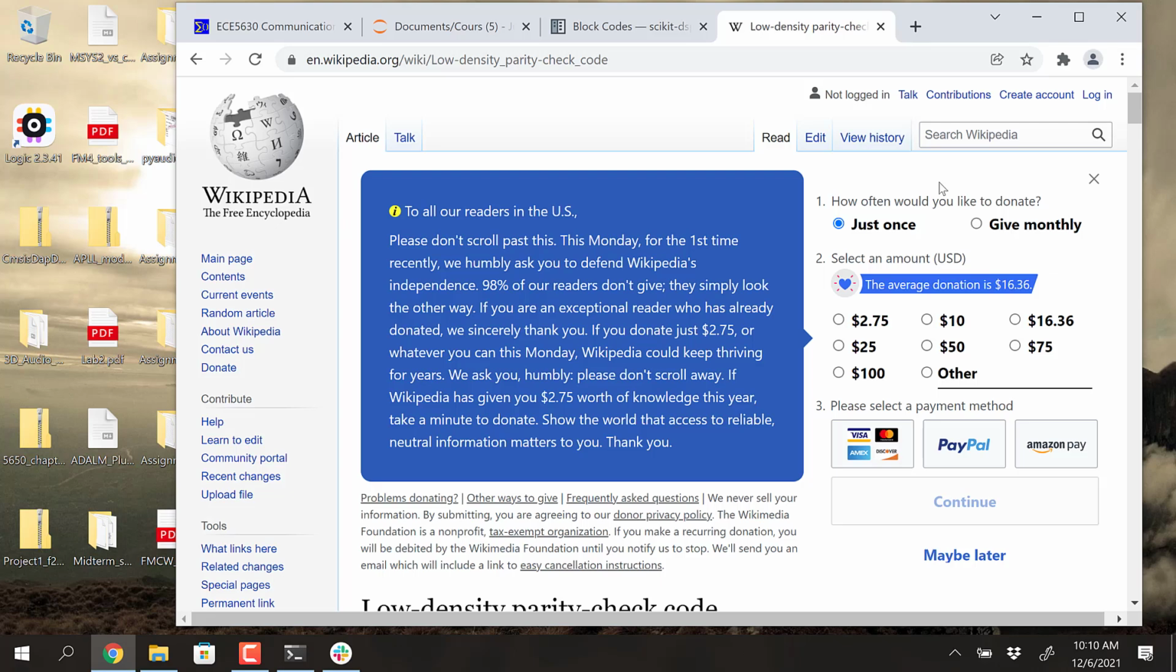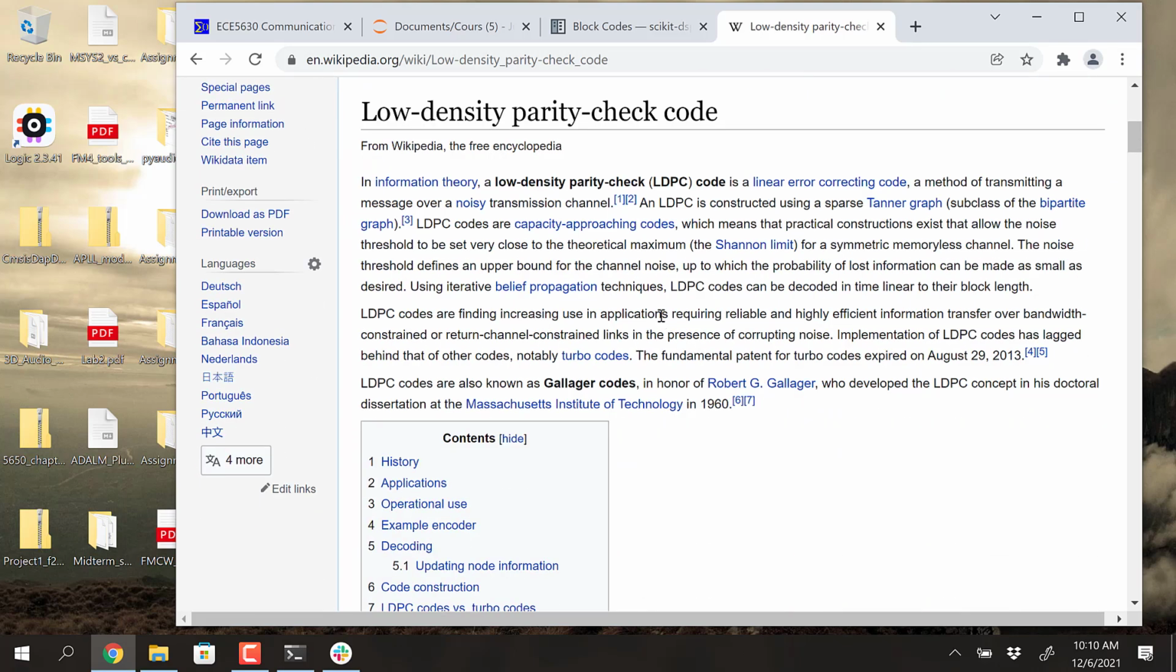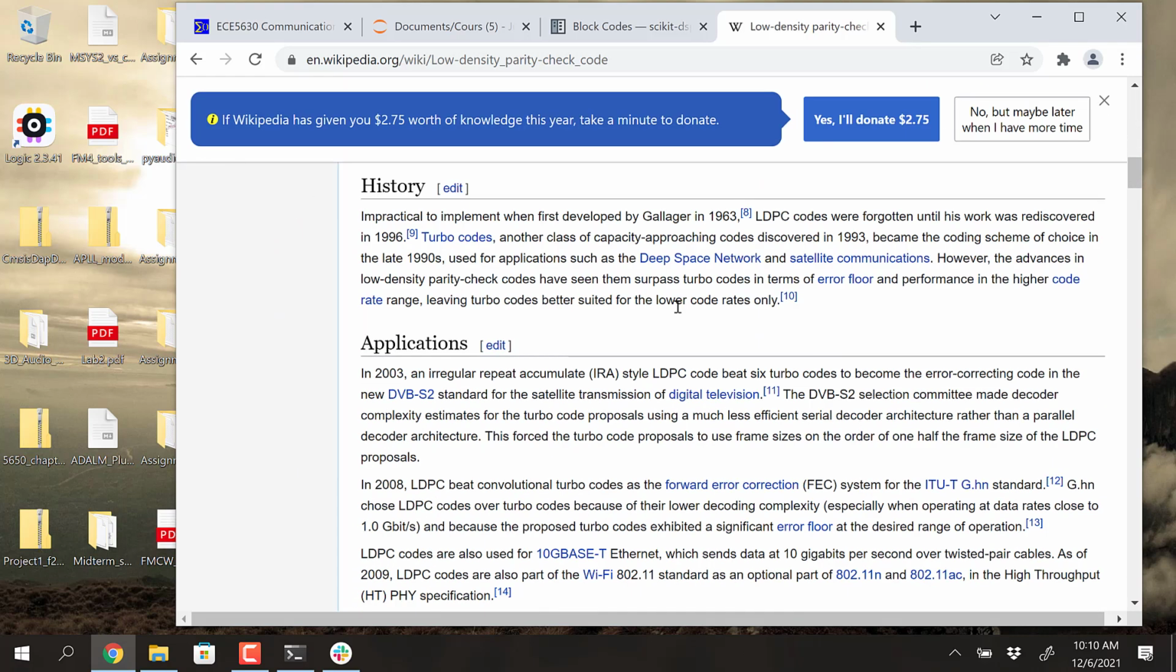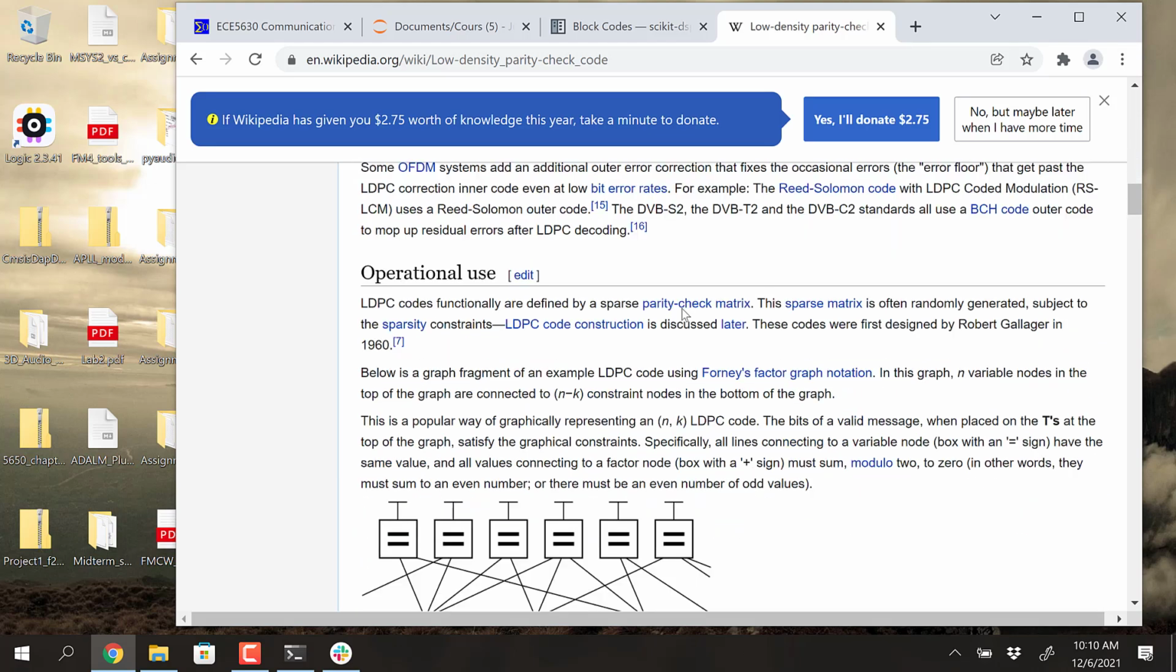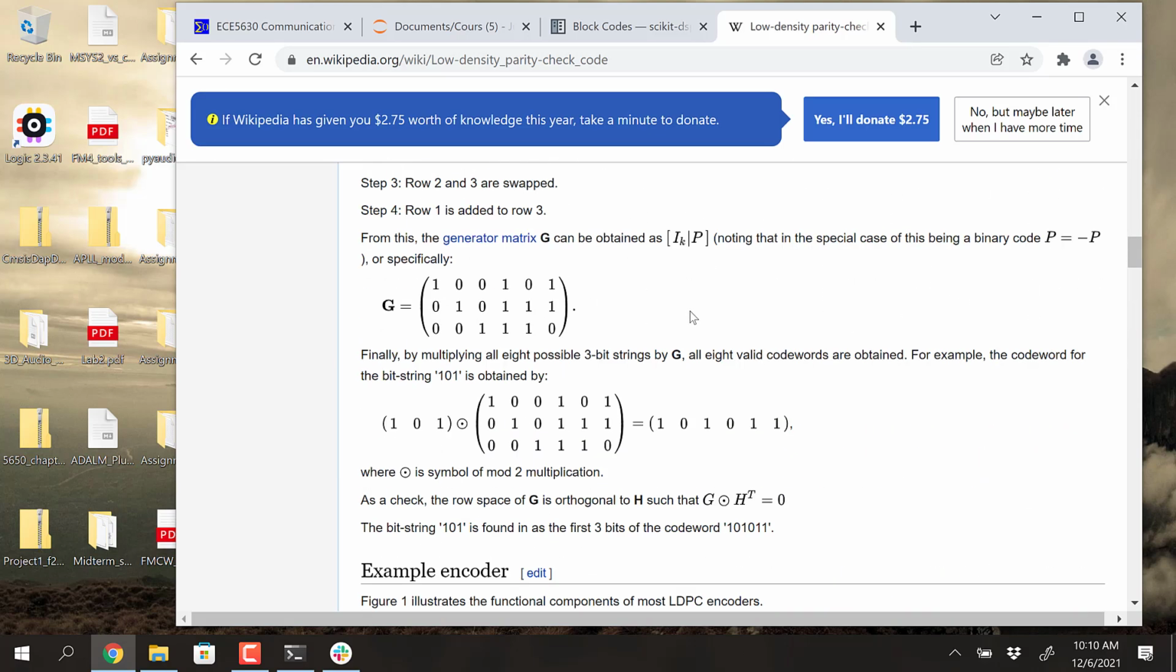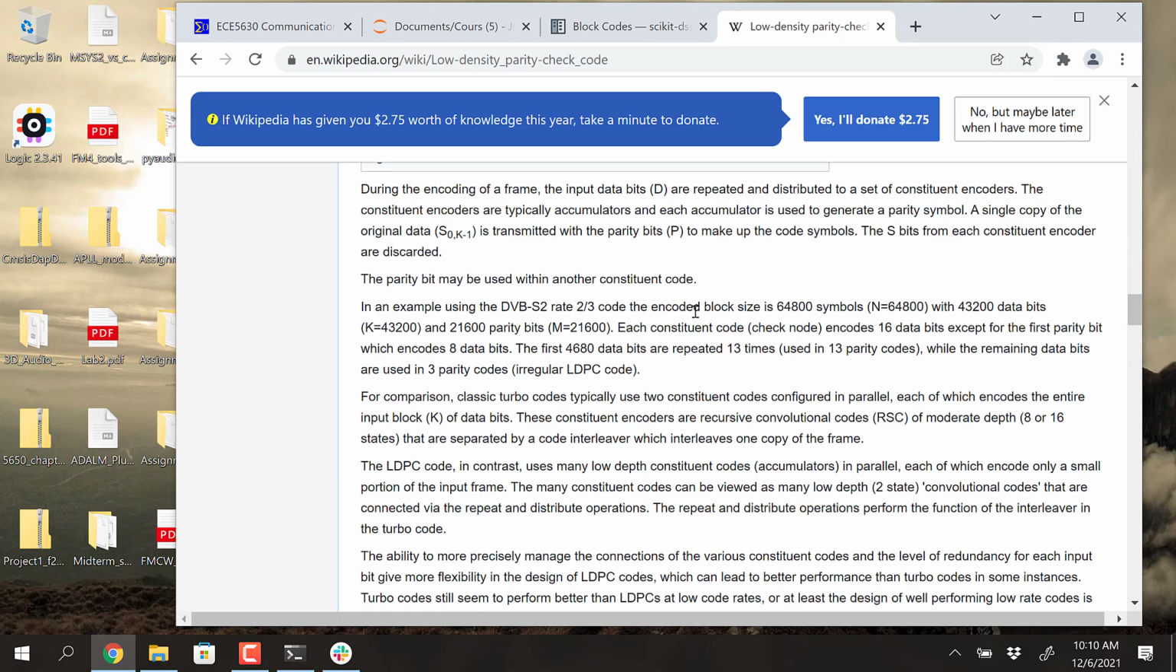And it's the holiday season, so they're asking for donations at Wikipedia. So my suggestion would be to just go read about it here. I'm trying to see if I can see one of the examples of a typical code. Yeah, so 4680, 64800. These are the types of numbers you're getting into with LDPC codes. Very, very large block sizes and very sparse matrices. So very powerful, though. Game changing, to say the least.